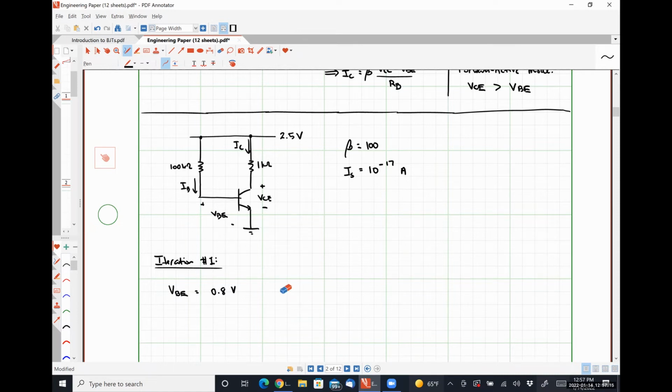So from this, our collector current, IC, would be 100, which is beta, times 2.5 volts minus our guess value of 0.8 volts for VBE, divided by our 100 kilo ohm resistance. And we would find that our collector current comes out to be 1.7 milliamps.